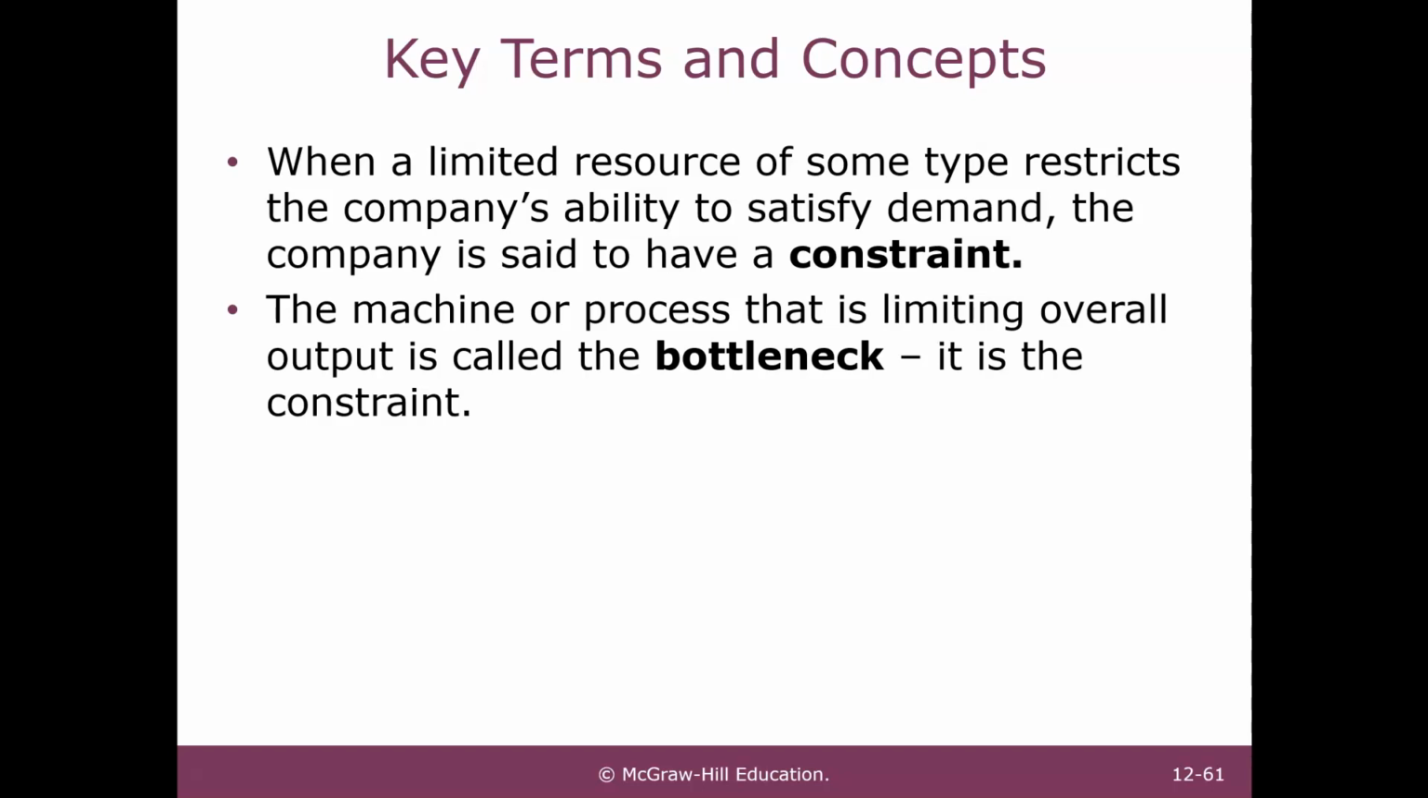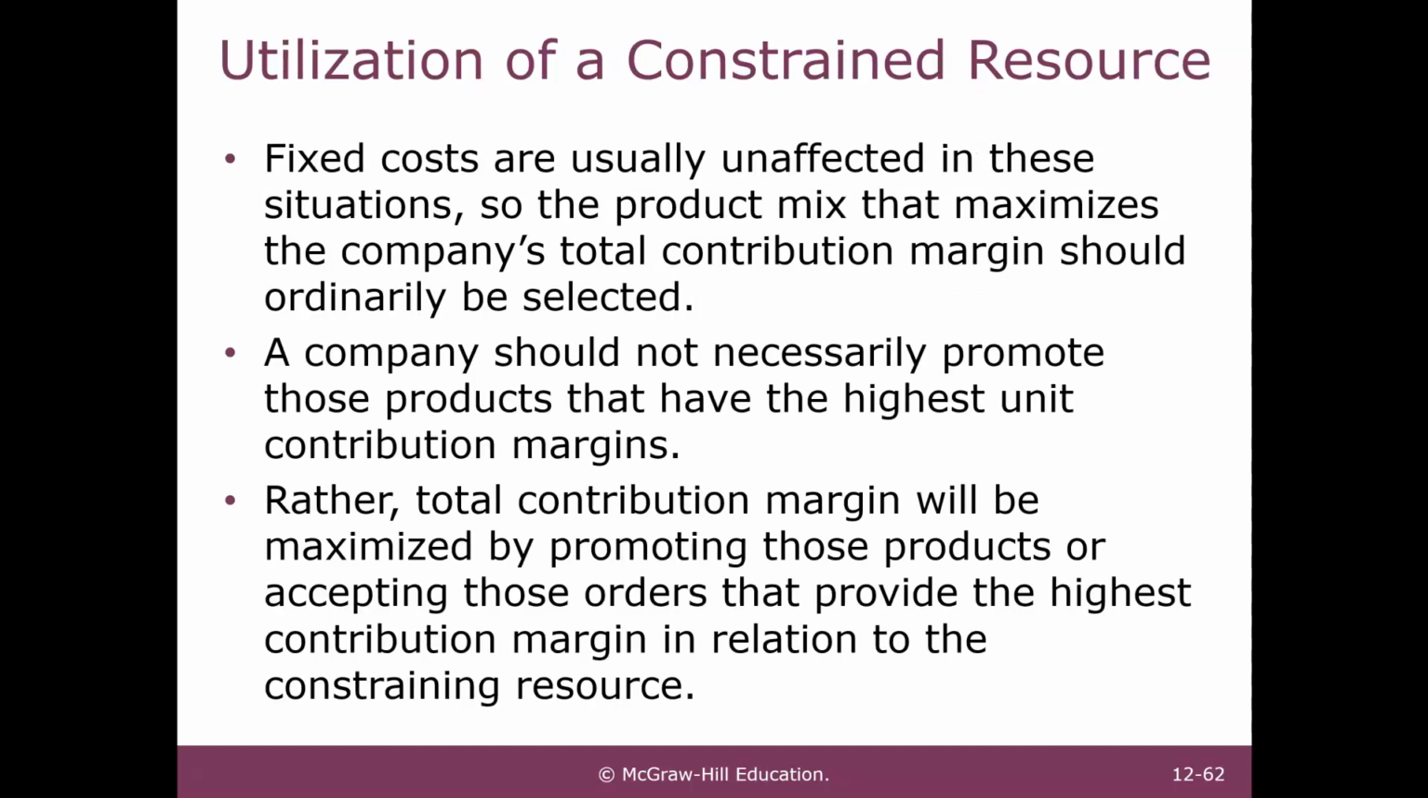Now, sometimes what happens is you will have some sort of a constraint. You will have a bottleneck, which is a part of the manufacturing process that slows things down. And if that could be eliminated, then you can produce more units of both. Fixed costs are usually unaffected by this because we're looking at just this one certain constraint.